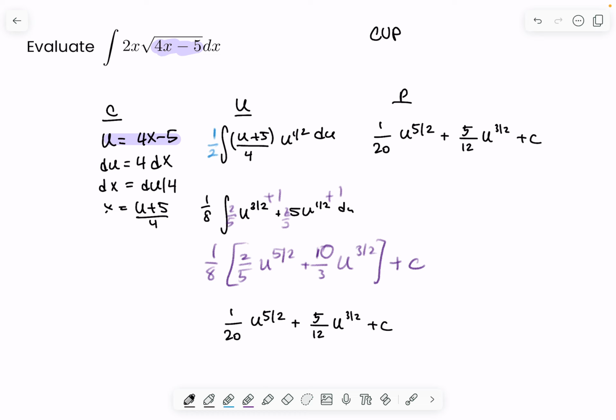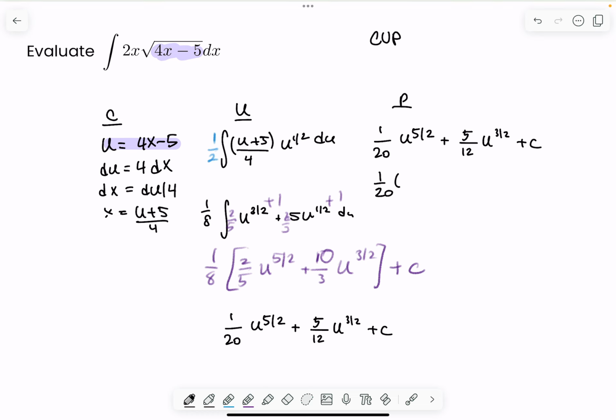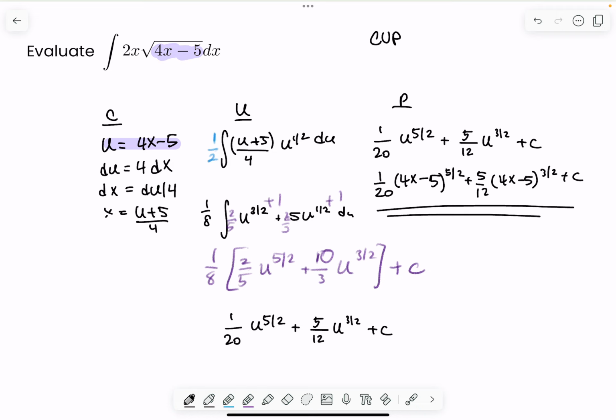So plug u in, so that's 1/20 times (4x minus 5) to the 5/2, plus 5/12 times (4x minus 5) to the 3/2, plus c, and that is your answer.